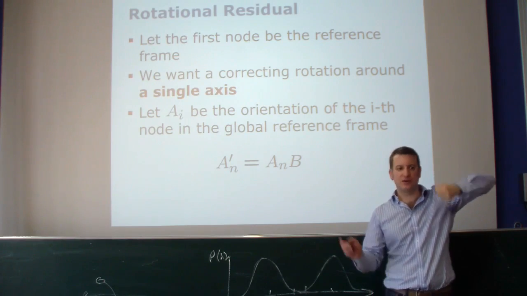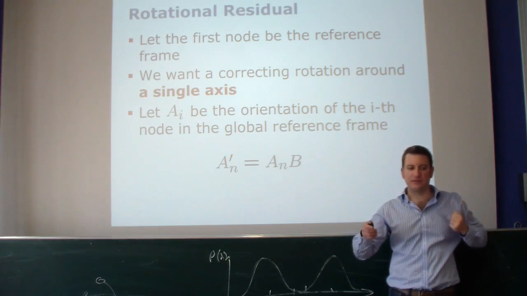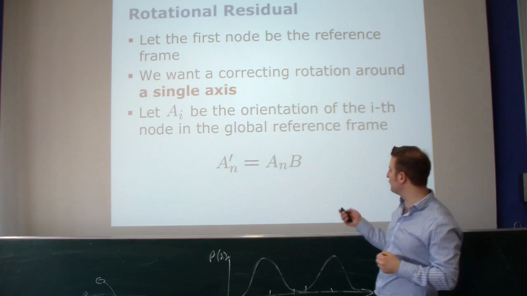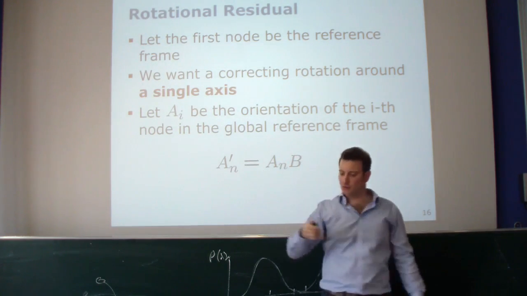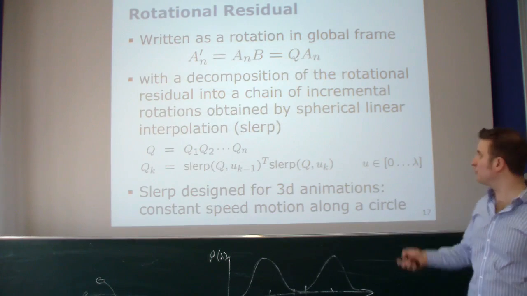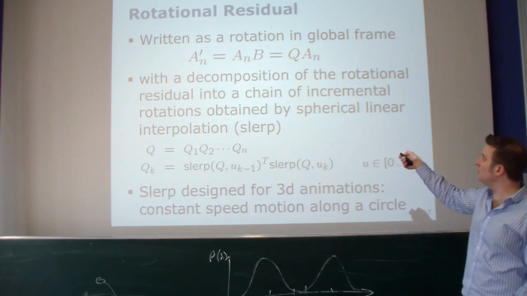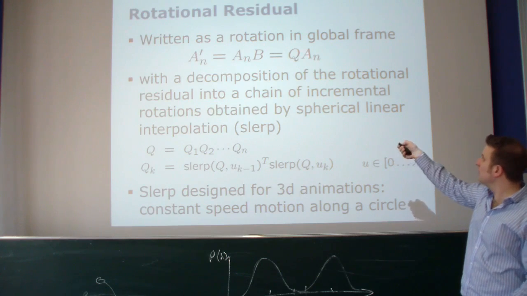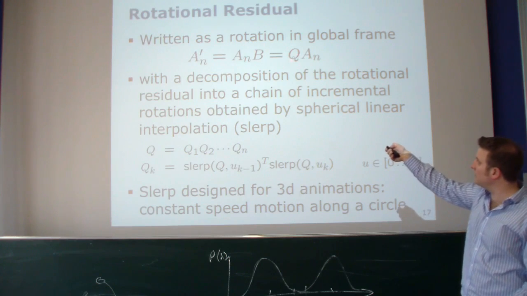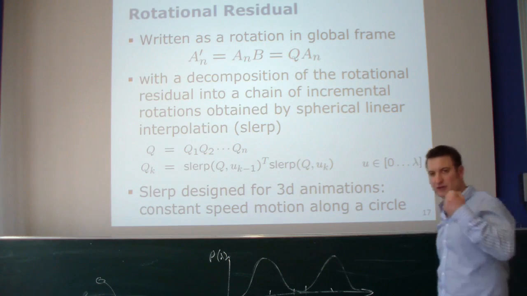Right? This is because we want to distribute the error, what I explained before. So I can express this as a rotation matrix Q times AN. They should end up with the same rotation, but if I write it from that side, you can read that as a rotation in the global reference frame.